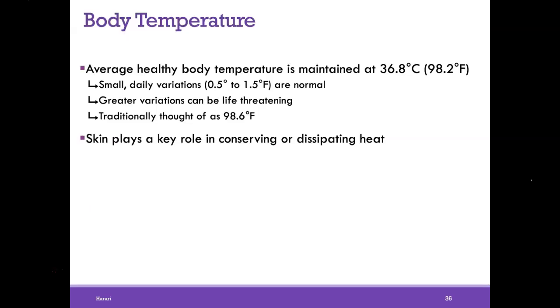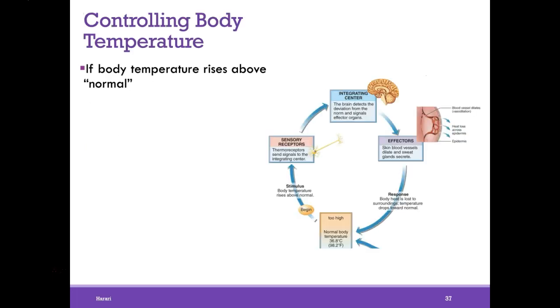So now let's talk about body temperature. Average healthy body temperature is maintained at around 36.8 degrees Celsius. Again, this is an average. We can traditionally think about this as 37 degrees Celsius or 98.6 degrees Fahrenheit. And all of our temperatures fluctuate by about half a degree to 1.5 degrees. But any greater variation than 1.5 degrees can be life-threatening. And skin plays a key role in either conserving or dissipating heat.